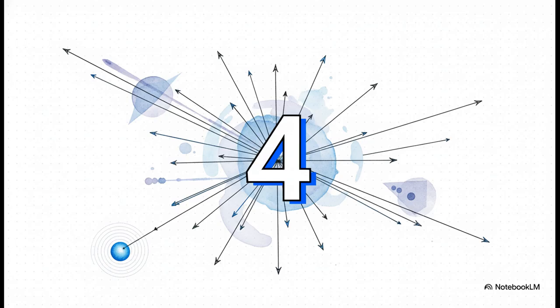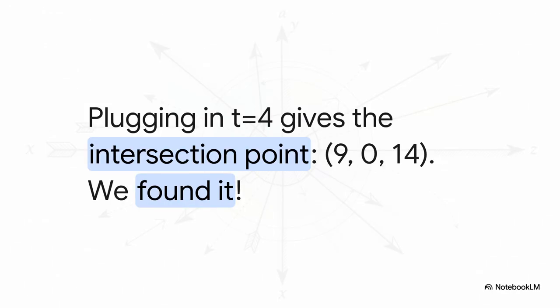Now we just have to use this key to find the actual coordinates. So now we just plug t equals 4 back into all three of our parametric equations. For x, we get 1 plus 2 times 4, which is 9. For y, we get -4 plus 4, which is 0, which is a perfect check, right? It had to be 0. And for z, we get 2 plus 3 times 4, which is 14. And there you have it. The intersection point is 9, 0, 14.